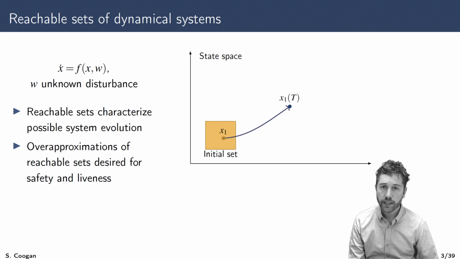Before outlining the rest of this talk and presenting our main work, I want to briefly recall the topic of reachable sets for dynamical systems. Consider a dynamical system with vector field F that is a function of state X and an unknown disturbance W. Reachable sets characterize the possible evolution of the system state over time. For example, with initial state x1, the dynamics might arrive at state x1 of t after time horizon t. Moreover, the same initial state x1 might arrive at a different final state x1 prime of t because of the unknown disturbance. And of course, a different initial condition will arrive at yet another final state x2 of t.